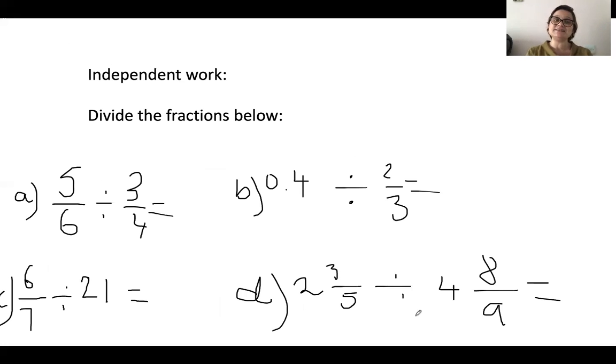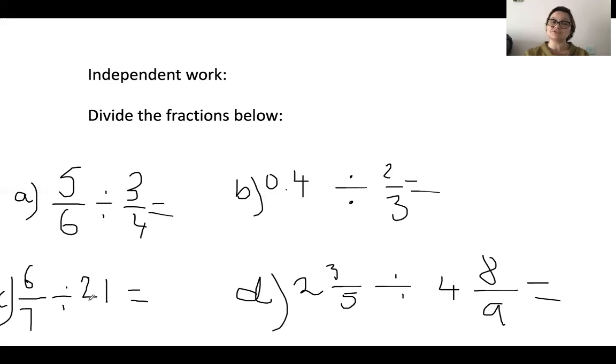Right, and here you have your independent work. In the first one, you have two proper fractions, so division of two proper fractions. Number B, here you have a decimal dividing a fraction. Of course, you have to change the decimal to a fraction. C, you have a fraction that divides a whole number.